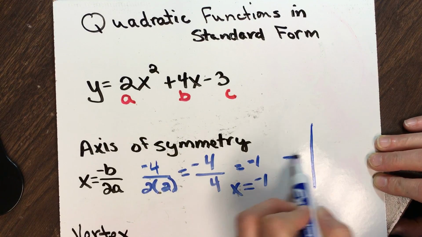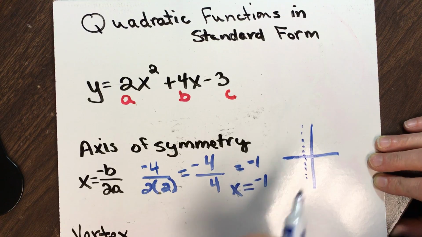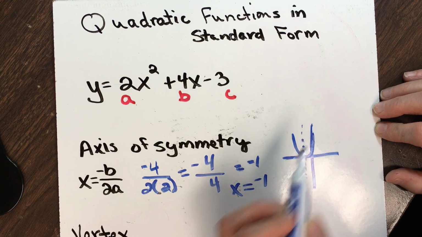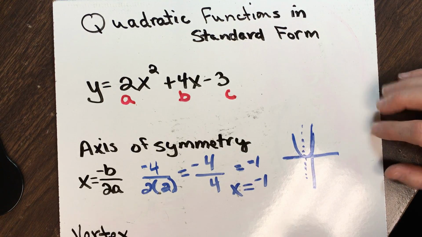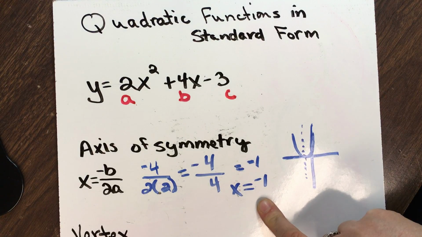If we were to graph that, that would be over here. And our parabola would come around on either side of that. So that's our line of symmetry. Our axis of symmetry gives us our line of symmetry, so that's what that piece is.